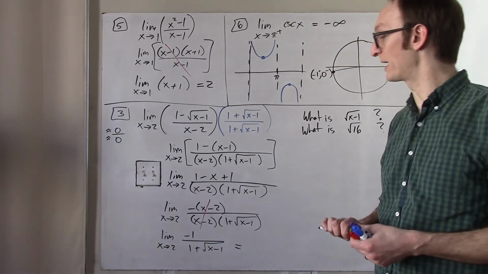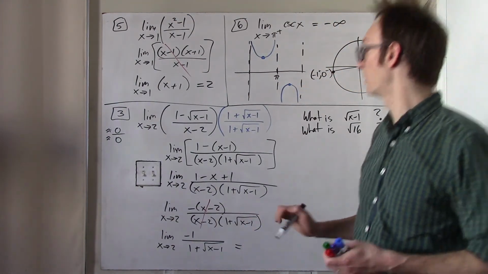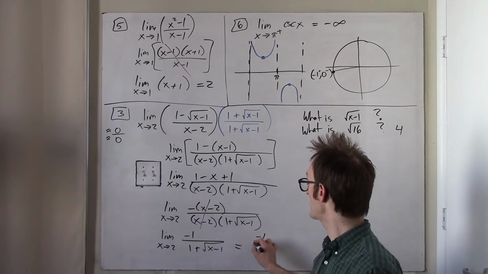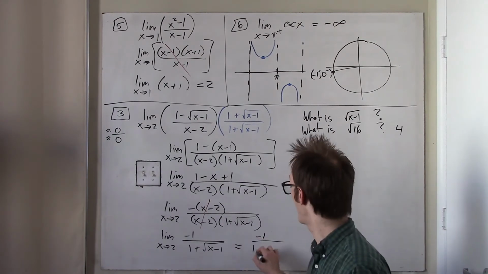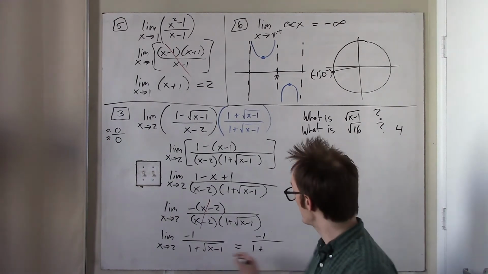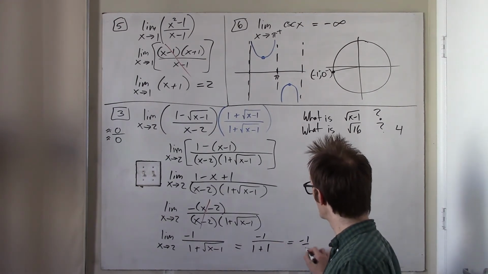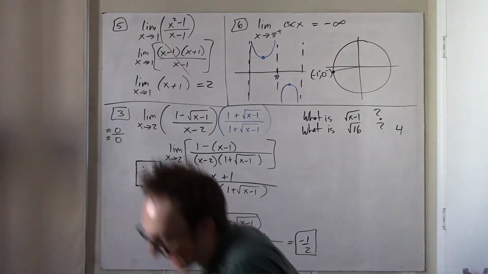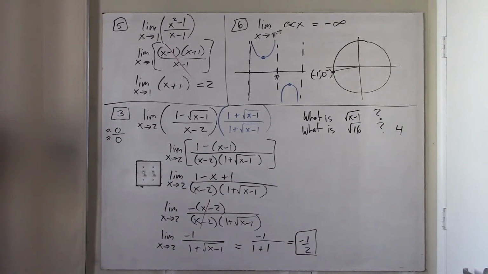What is this doing when x is very, very close to 2? Well, the top is just negative 1, and the bottom is 1 plus, if you plug in 2 here, you get 2 minus 1 is 1, the square root of 1 is 1. So in fact, the answer to this problem is negative 1/2. And I just would not have seen that coming. Really, you do have to actually do the algebra.